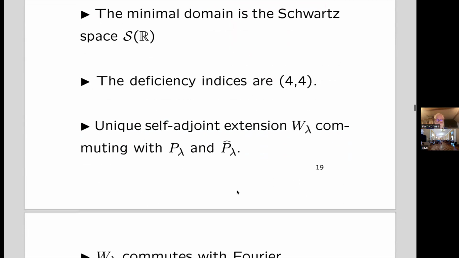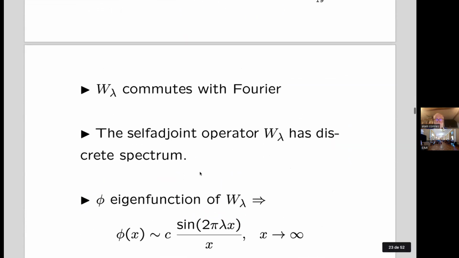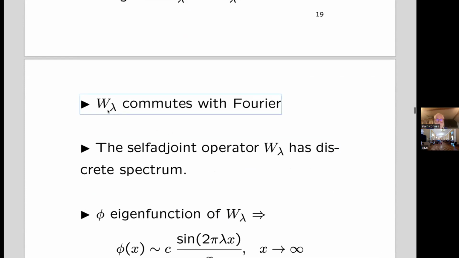And then with Henri, we considered the spectrum. In fact, you find that this operator commutes with the Fourier transform, of course, because the pair of projections was invariant under Fourier. It was constructed like this. So this operator commutes with Fourier.